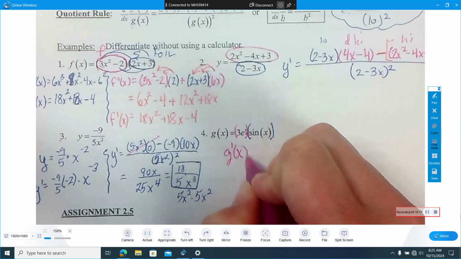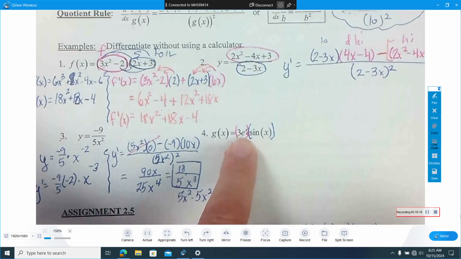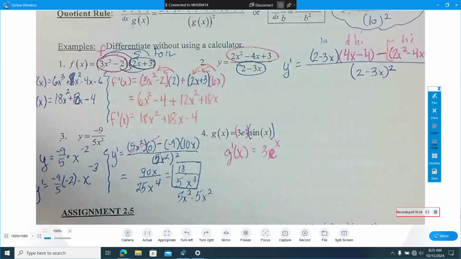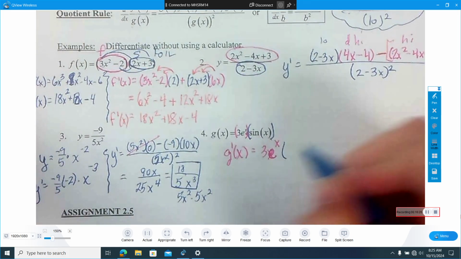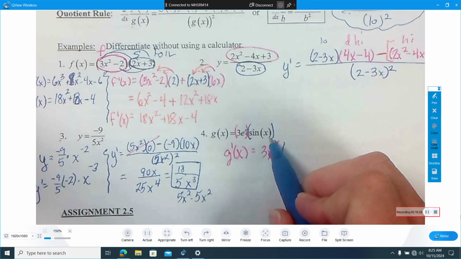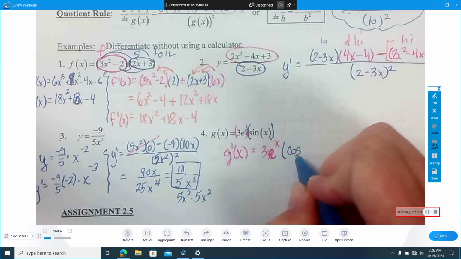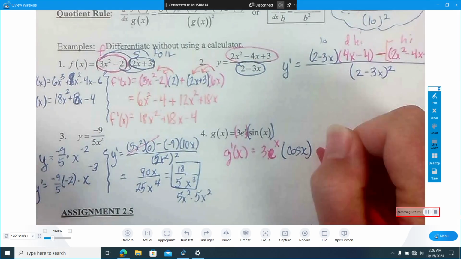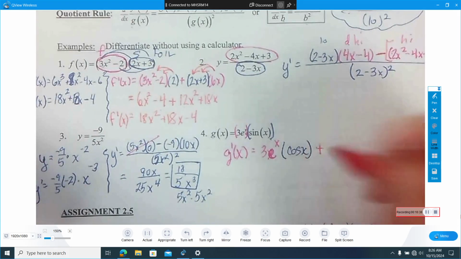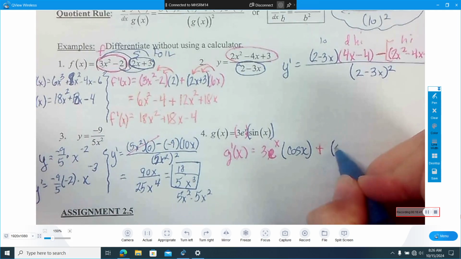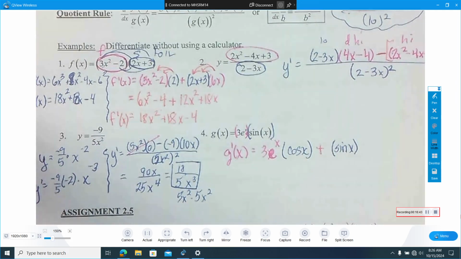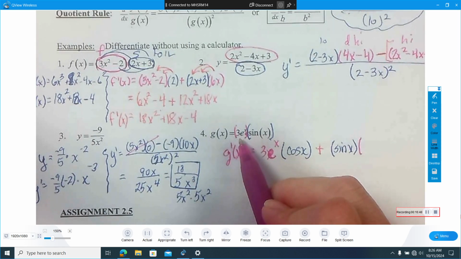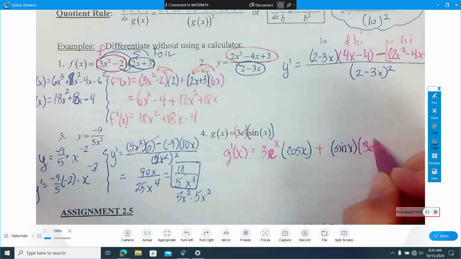So g prime of x, the product rule is first. So that's 3e to the x. First times the derivative of the second. What's the derivative of sine of x? Cosine of x. First times the derivative of the second plus the second, so that's sine of x, times the derivative of the first thing. What's the derivative of 3e to the x? 3e to the x. Very good.